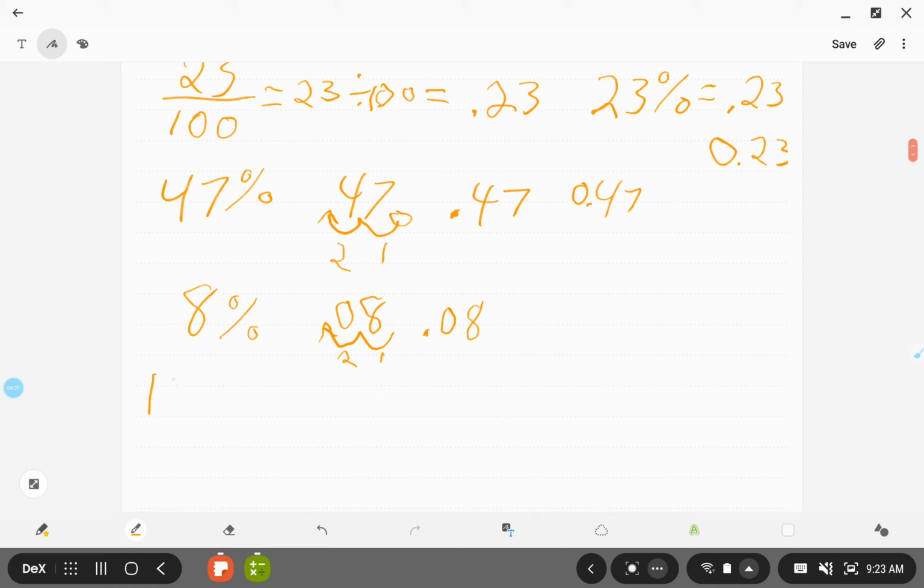Like let's say it was 123%, right? To turn that into a decimal, I'm still moving it two places. I'm still taking that 123, and I'm moving it two places, which puts it right after the 1. I get 1.23, okay? So changing a percentage to a decimal is super easy. You're just moving that decimal point two places, and you're always moving it two places.